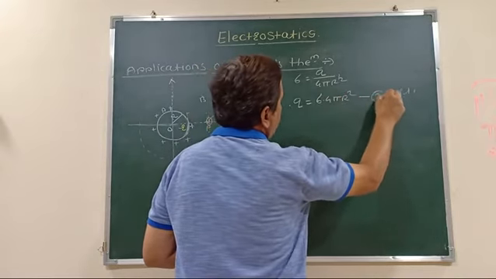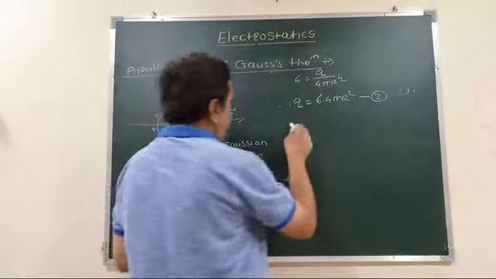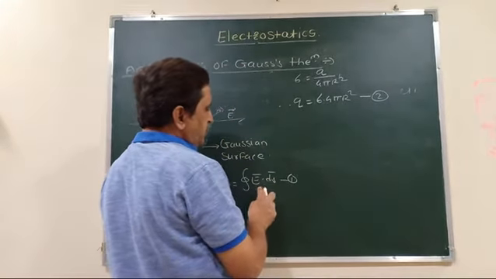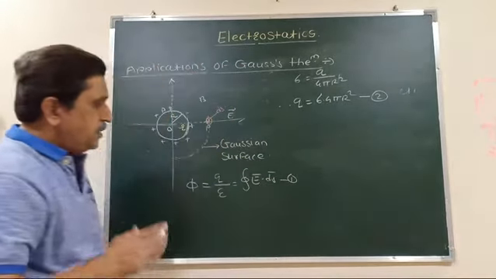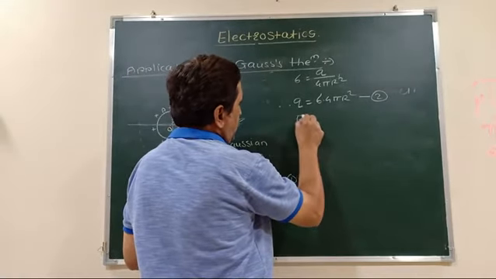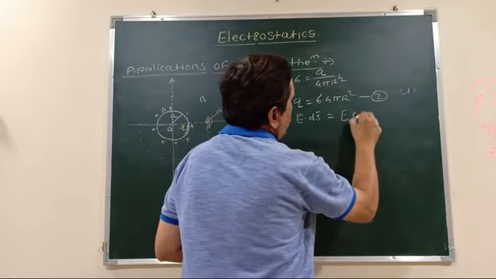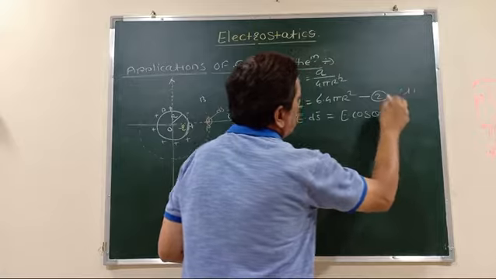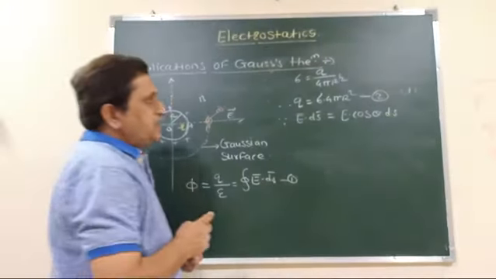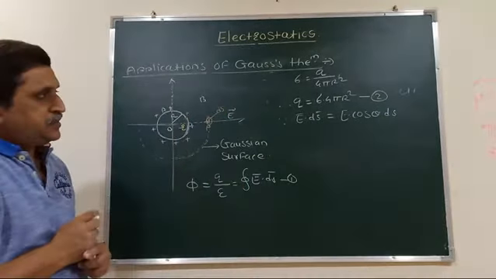Give it equation number 1, the total charge. Now, if we have to remove this vector sign, or write it in magnitude form, then what can we write? Here, E bar dot ds bar is equal to E cos theta into ds. What is meant by theta? Theta is the angle made by the area ds with the direction of electric intensity.